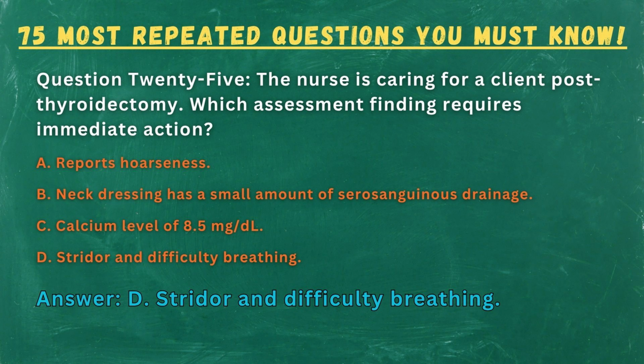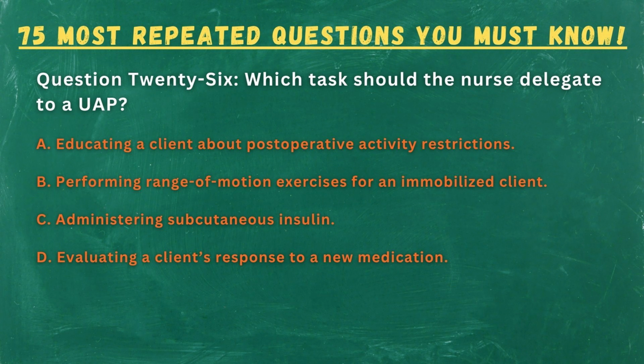Answer: D. Stridor and difficulty breathing. Question 26. Which task should the nurse delegate to a UAP? A. Educating a client about postoperative activity restrictions. B. Performing range of motion exercises for an immobilized client. C. Administering subcutaneous insulin. D. Evaluating a client's response to a new medication.